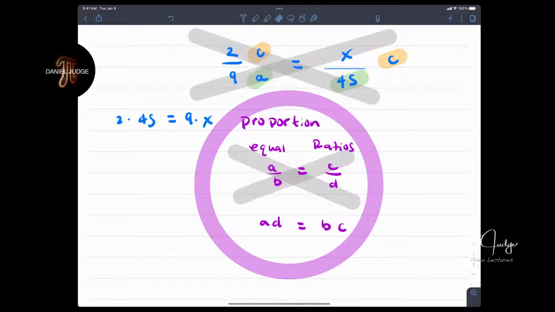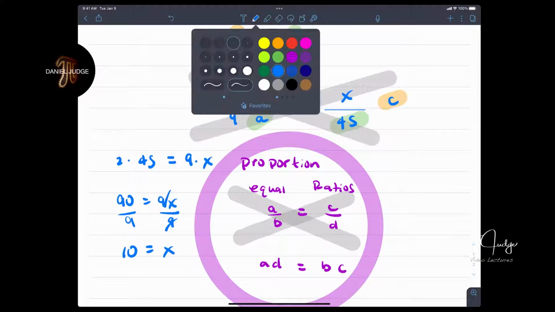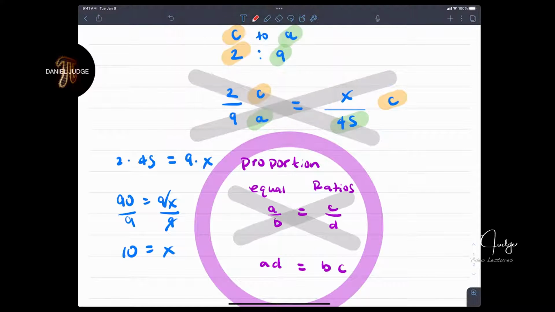Now 2 times 45 is 90. And so we solve for x by dividing both sides by 9. We get cancellation. We get 10 equals x, or x equals 10. So what that means here is the answer is going to be 10.